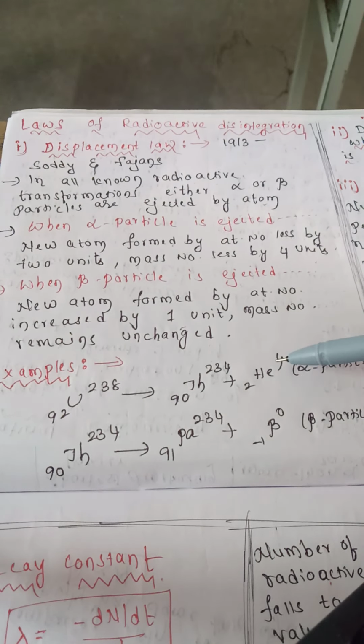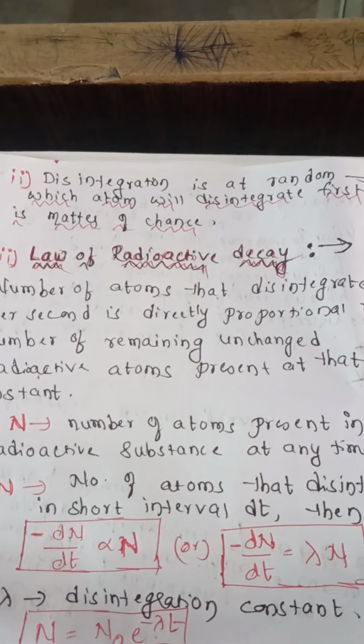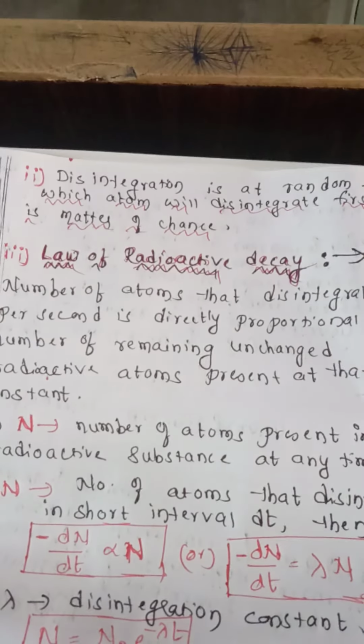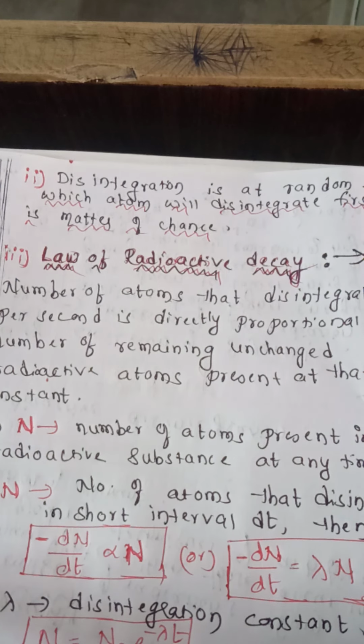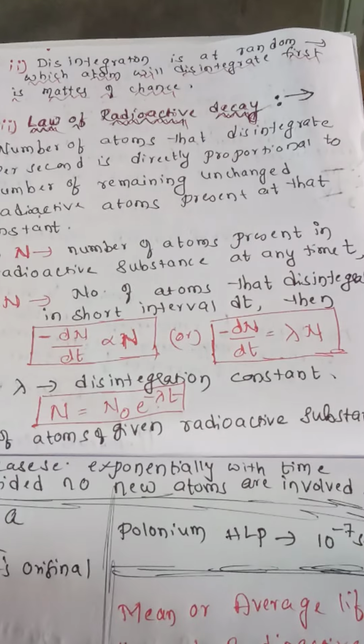Now next, the second law says that disintegration is at random. This means which atom will disintegrate first is a matter of chance. We cannot say that this atom or that atom will disintegrate first. Any atom can disintegrate at any time, just a matter of chance. Now the next one is the law of radioactive decay.